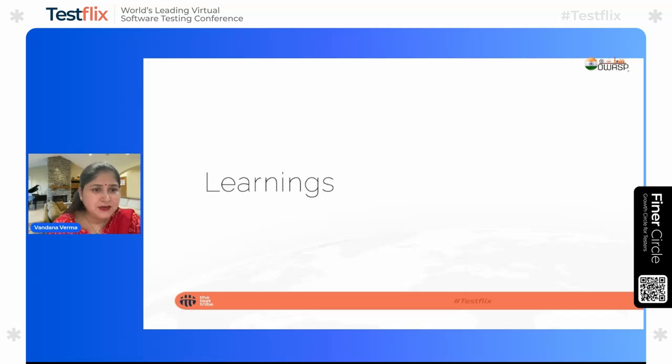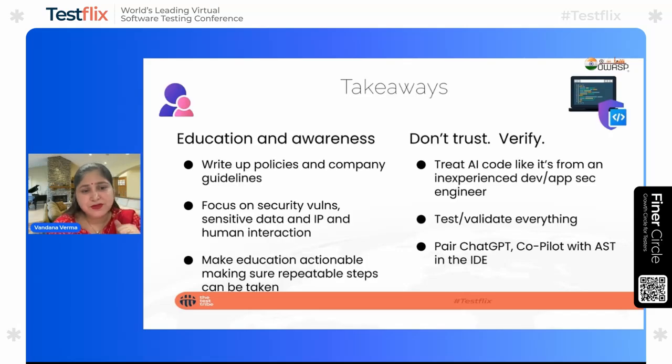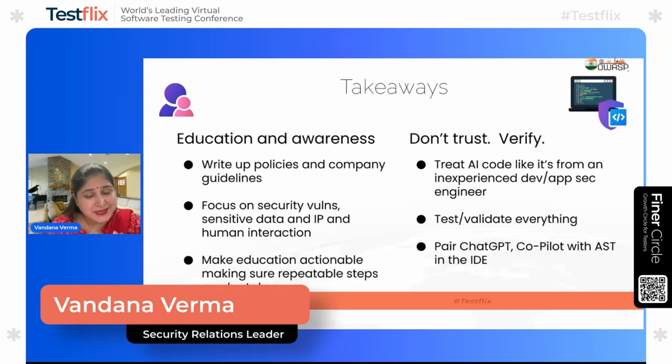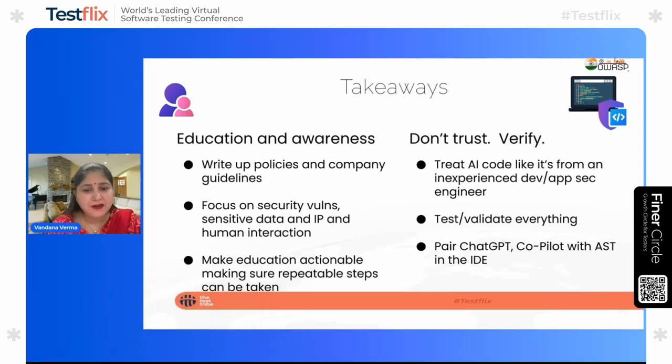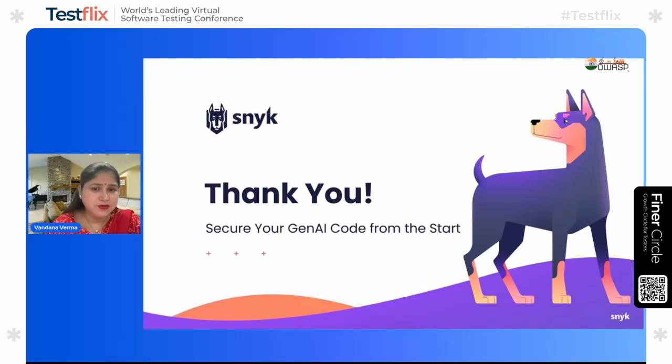But what are the key learnings from it? We need to make sure we write the policies right. We're treating the AI code in a way that we are testing it out. We're not sending it without validation. We are pairing multiple tools together so that we can get the right results. Or we would be part of such issues day in and day out.